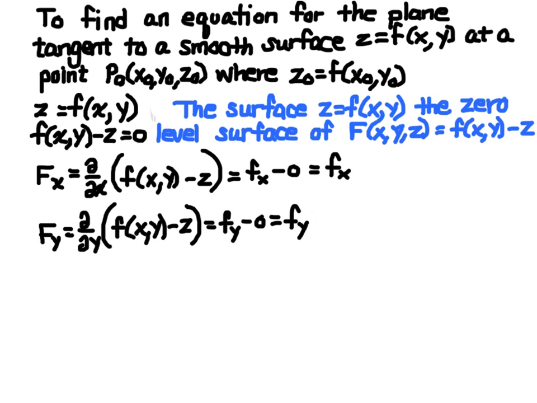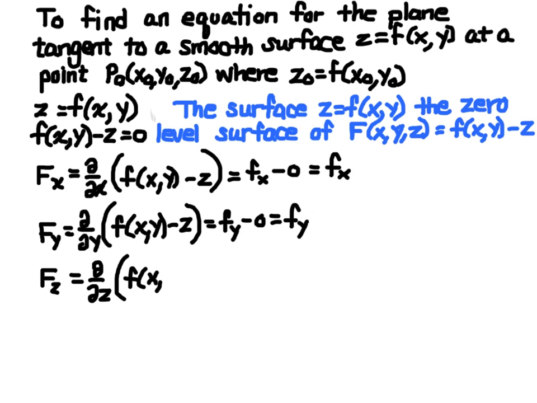And probably you can imagine what the next one will be, that the partial derivative of big F with respect to z is equal to the partial derivative with respect to z of f of xy minus z. Now there's no z in our function f of xy. So that's going to be equal to 0 minus 1, or negative 1.